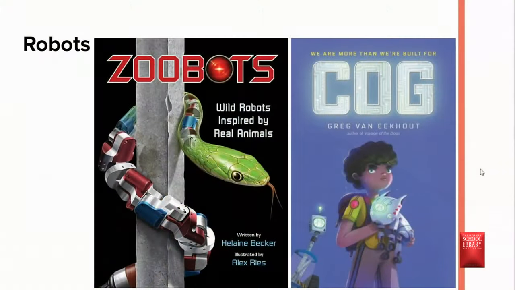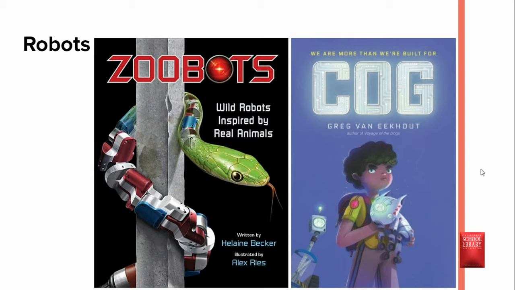Robots, of course, is another aspect of STEAM. And so you could pair Wild Robots Inspired by Real Animals. So look at the picture of this book. You can see the head of the snake is connected to a robot body. And so this is a nonfiction book about how they use real animals to inspire the creation of these robots.